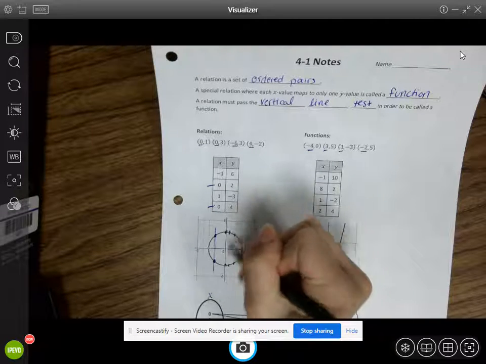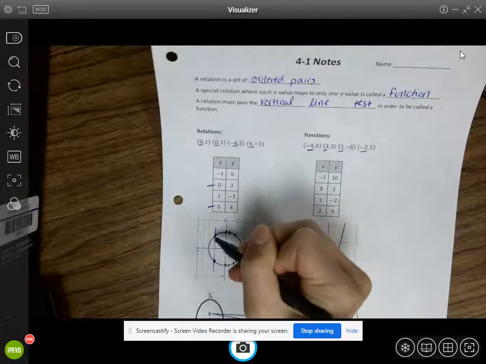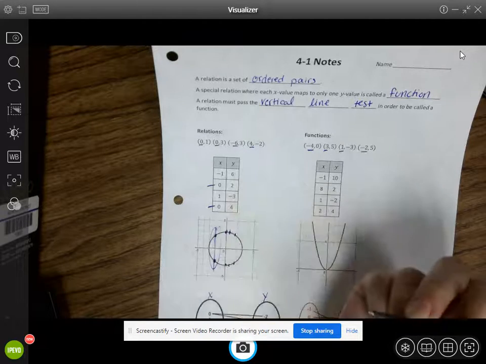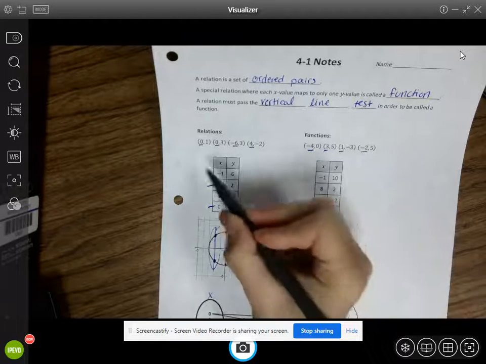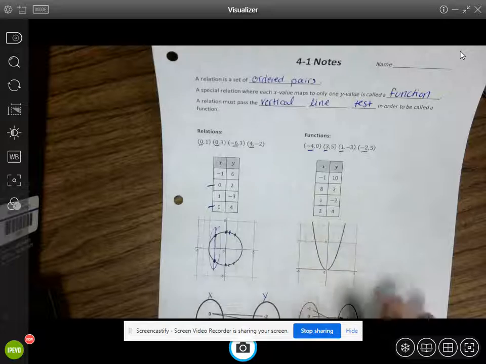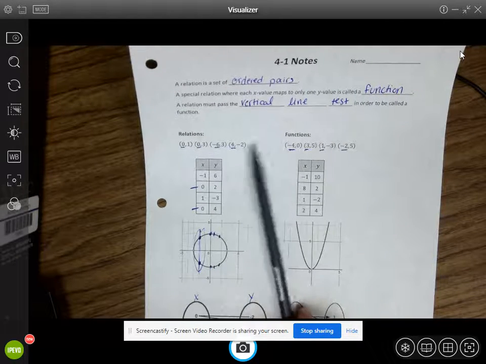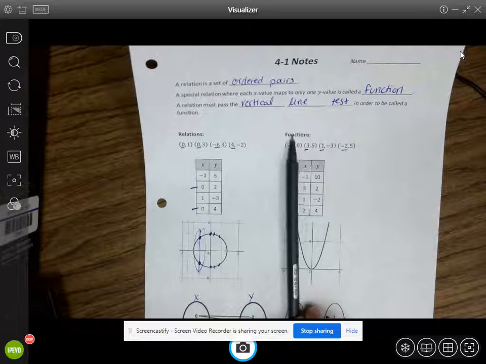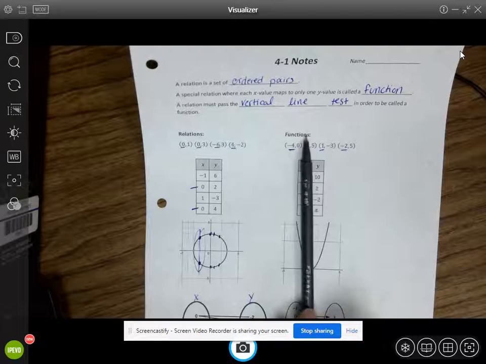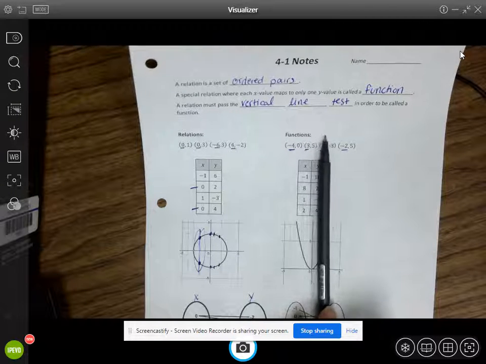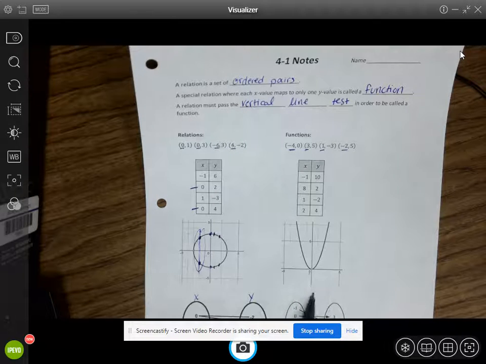It only has to happen once for it to not be a function. It doesn't have to happen multiple times. As long as it happens once, you can say, no, it's not a function. It's a relation, but it's not a function. If I'm looking here, every single time, I'm only on one point at a time. So this one is a function.